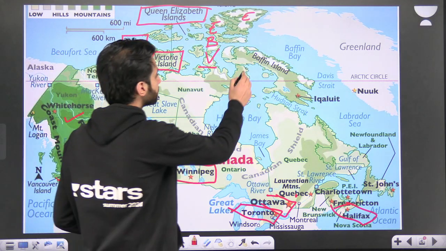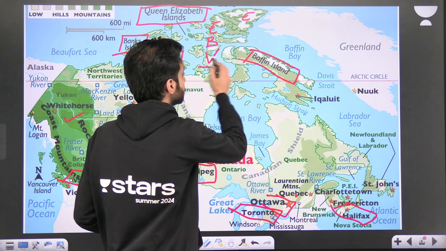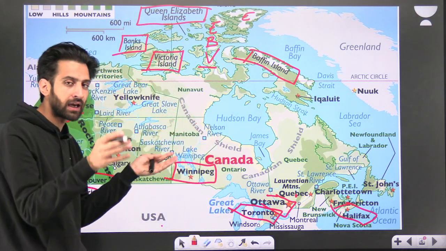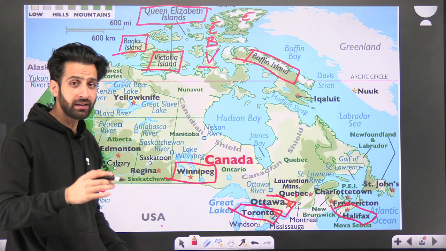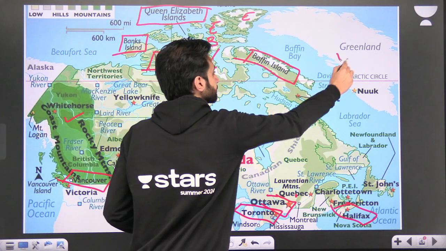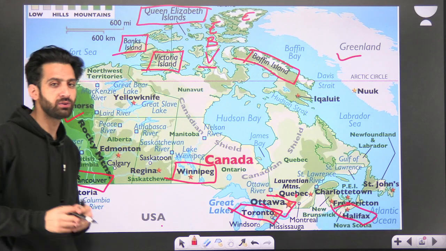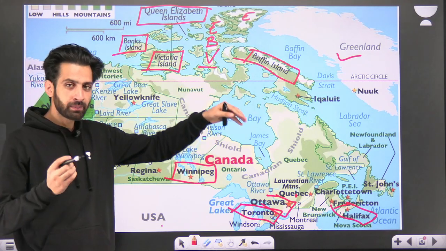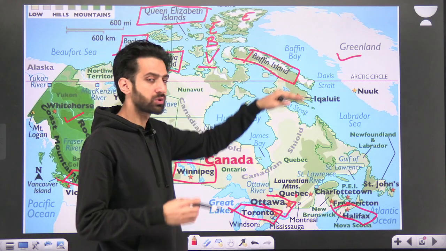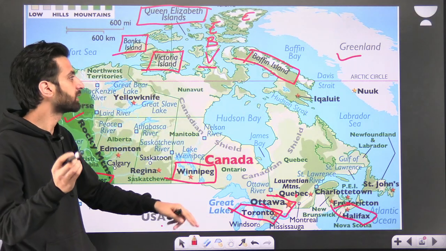Then one more important is Baffin Island. This is clearly visible. This is a very large island, that's Baffin Island, and it lies very close to Greenland. Greenland, you know about Greenland. There is a bay associated with it, that is Baffin Bay. So this is very important that you have to remember.